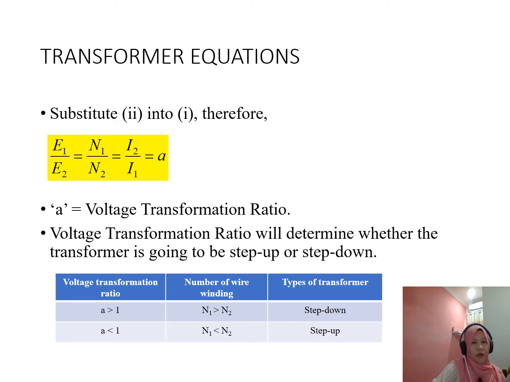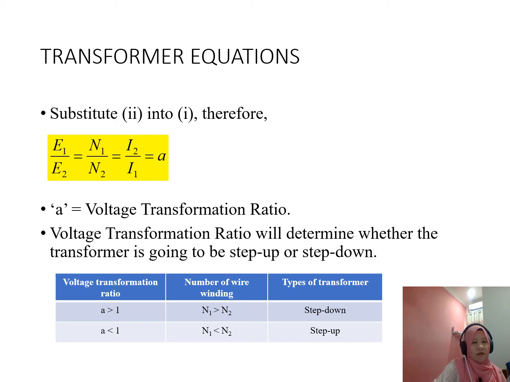So now we obtain the induced EMF at primary part divided by induced EMF at the secondary part. This is equal to V1 divided by V2, which is equal to N1 divided by N2, which is equal to I2 divided by I1. And this is actually equal to the voltage transformation ratio. So the voltage transformation ratio will determine whether the transformer is going to be stepped up or stepped down.